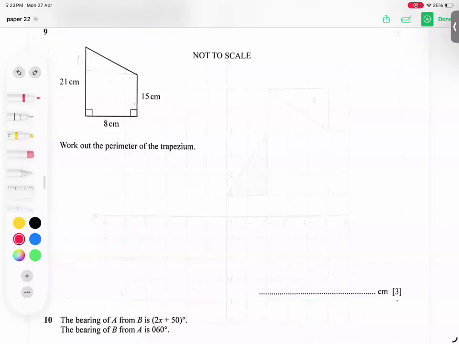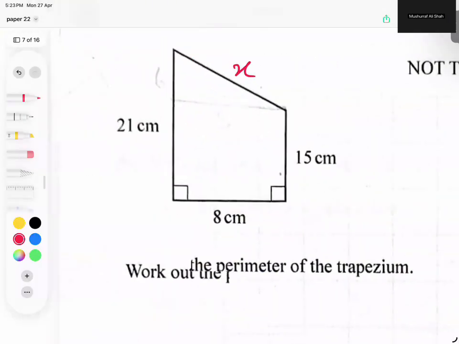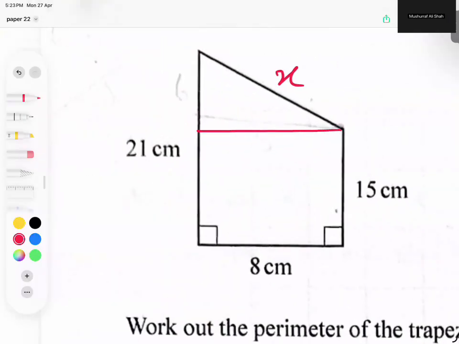Question number 9, students, perimeter of the trapezium. One interesting part we have here, because perimeter means outer boundary, add them all. We have everything except this length, so we just put x here. But now, interesting part, we will draw a perpendicular. When we have this kind of question, we have to draw a perpendicular.